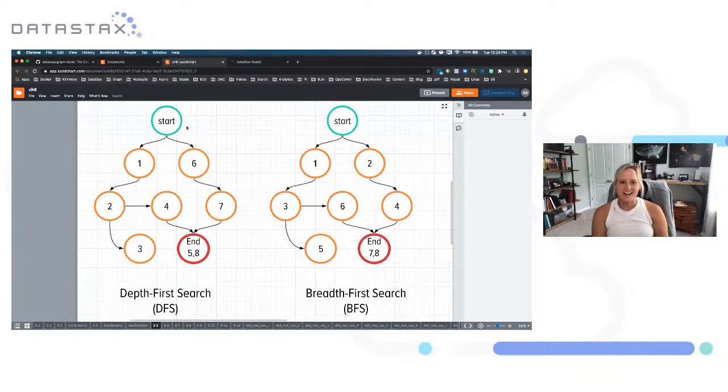Okay. Exactly. And so whenever you're doing pathfinding in Gremlin, this is what's happening under the hood. It's exhaustively exploring every possible edge so that you can get from where you're starting to where you're ending.